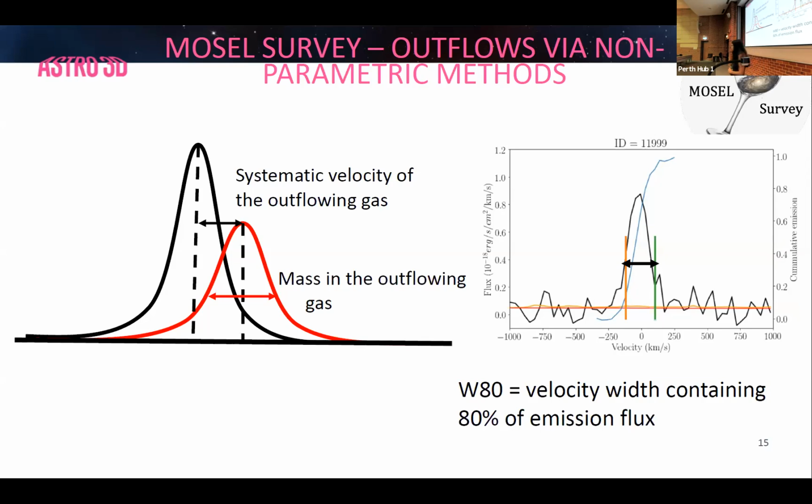In this version, I calculate the W80 parameter, which is the velocity width that contains 80% of the emission flux. Oh wow, okay, I am going way slower than I should. Right, and for a typical Gaussian, it's about 1.1.